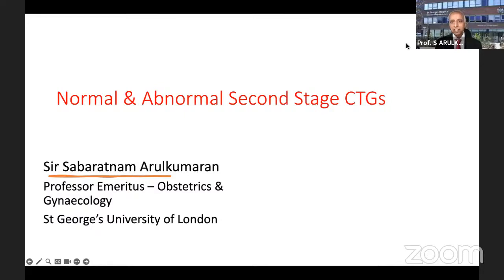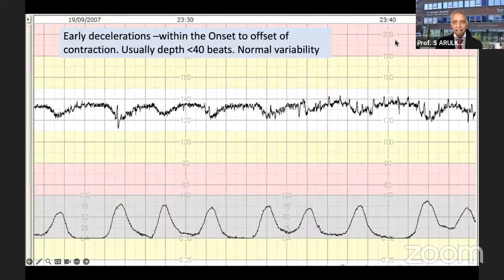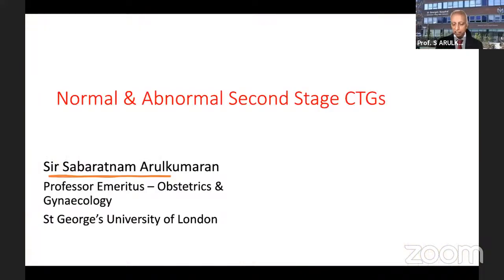So my talk today is actually about normal and abnormal second stage CTGs. I chose this topic because there have been a few medical legal cases, and we know that second stage CTGs are difficult to interpret. Now, early decelerations are very common in the second stage of labor, and we must know how to define the early decelerations.